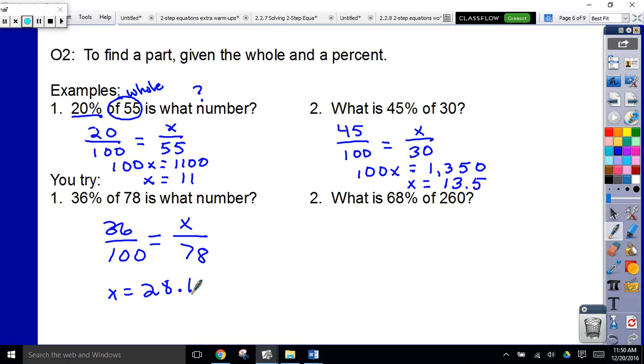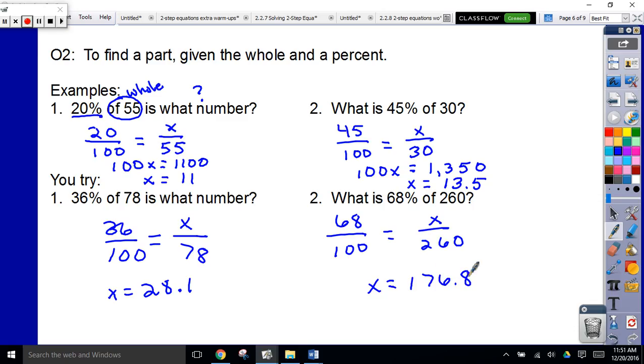Okay, number 2. Kayla, first tell me the proportion and then the answer. 68 over 100 equals x over 160. Okay, and then what do you get as an answer? x equals 176.8. Good.